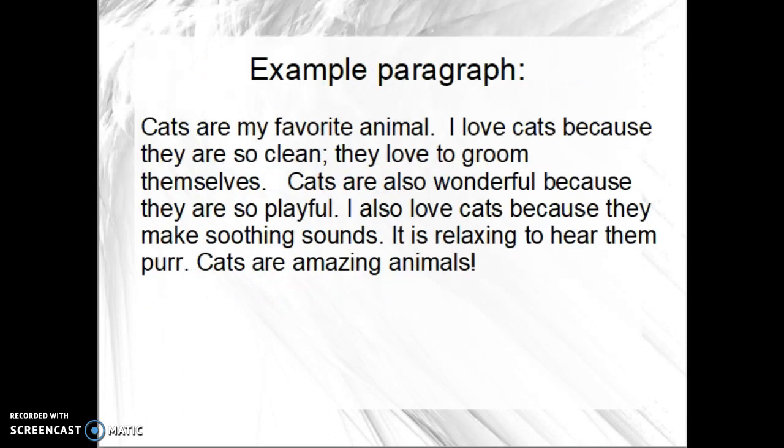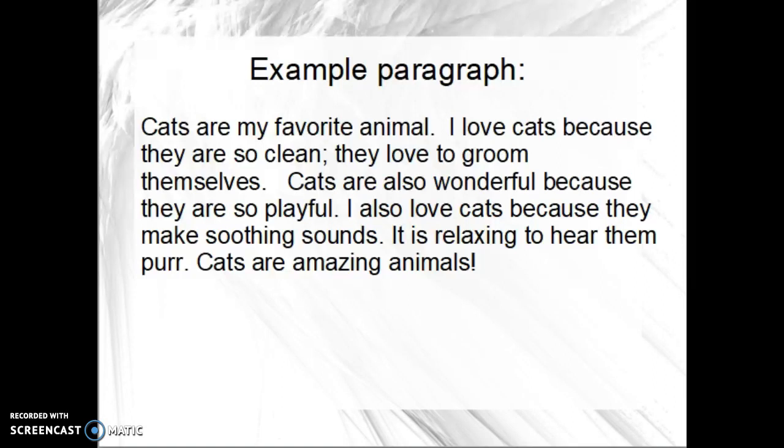So I want to start by showing you here an example paragraph. This is just a very simple paragraph so that we can show some of the principles that I talked about in the last slide. So this paragraph: Cats are my favorite animal. I love cats because they are so clean. They love to groom themselves. Cats are also wonderful because they are so playful. I also love cats because they make soothing sounds. It's relaxing to hear them purr. Cats are amazing animals.